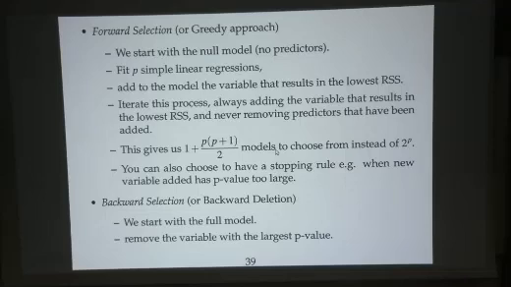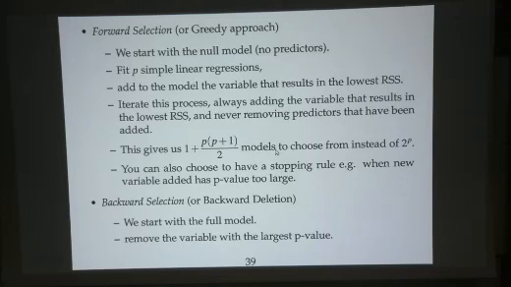You can also choose a stopping rule. You are adding predictors one by one, and you can say, okay, if I add a predictor and see that its p-value is too large, we can always drop the variable and we do not add anything else.